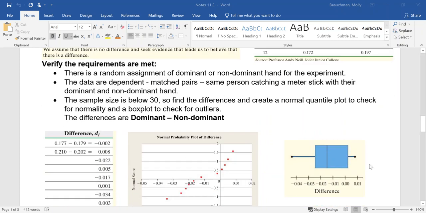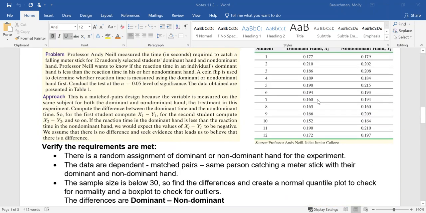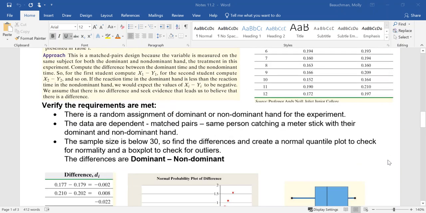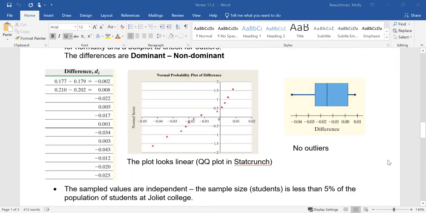So this is a reminder of what we did in chapter 7. First thing we do is we take the differences between the two data sets. So notice our differences are dominant minus non-dominant. That's important. So we get the differences.